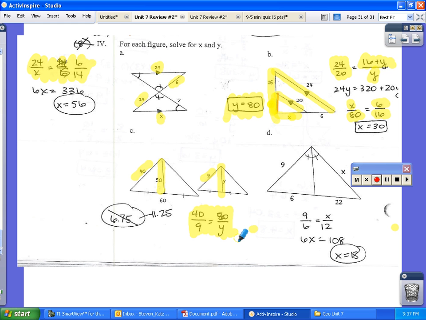And the last one here, all you know is you have an angle bisector. So the rule with all triangles and angle bisectors is the way that the angle bisector separates the base is going to be in the same ratio as the other sides. So 9 to 6 is going to be in the same ratio as x to 12. Or you could just notice that it doubles here, so it will double here. So 9 doubled is 18.